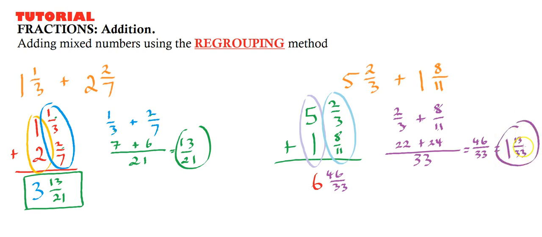Okay, so this should be brought over to here. And we should bring it over really like this. So 1 and 13 over 33. And that becomes 7, adding those two whole numbers together, and 13 over 33. And that is our final answer.